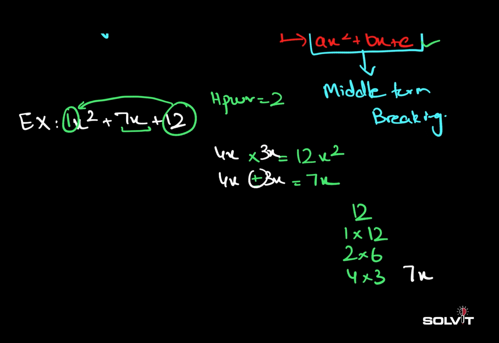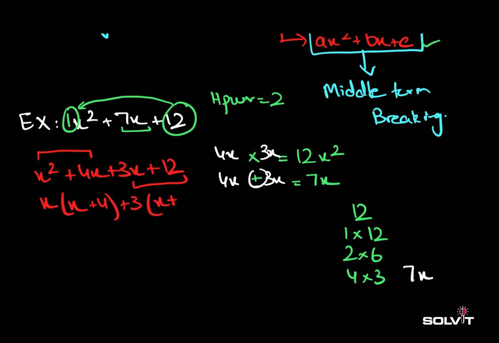Now I'm going to replace this 7x with 4x and 3x, and now I'm going to treat them as pairs of two terms and take common between them. This is how it is going to end up looking. And now my final answer is going to be x plus 4 and x plus 3.